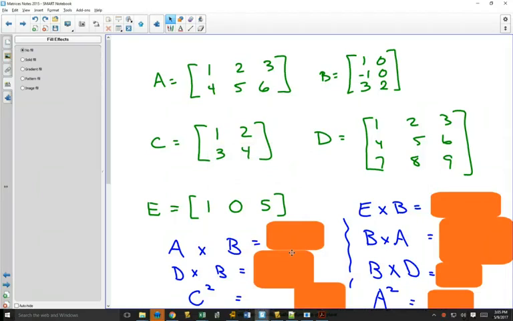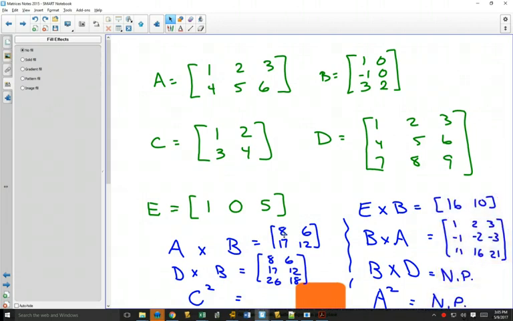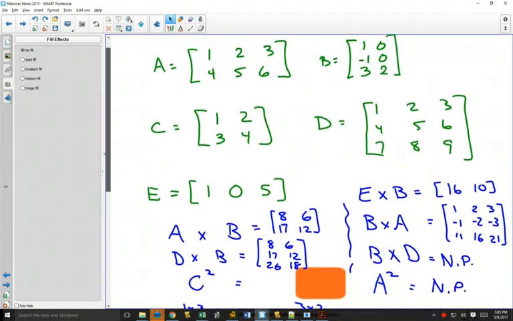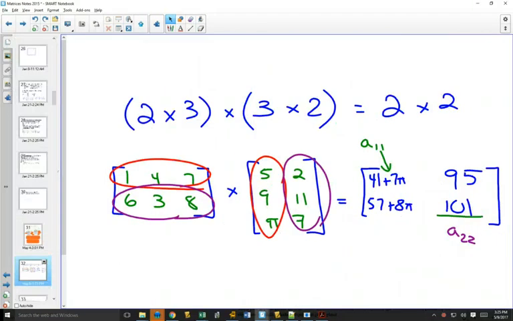So if you want to check some answers, interesting things are happening. Some of them didn't work. And that is how you do matrix multiplication.